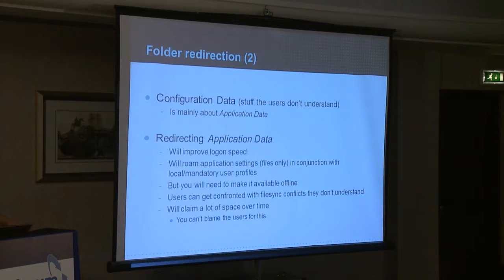So then we have configuration data, and that's stuff the users don't understand. I mean, those are the INI files, in AppV the PKG files, and so on. All the files that the user doesn't really directly interface with. The nice thing about this is if you redirect application data, the logon speed will improve even further, because again, lots of files don't need to be copied anymore. So if you do a good job on folder redirection, there's not a lot of things being roamed back and forth anymore. Only your registry hive as a user will be copied back and forth, and that's not that big. That's up to a couple of megabytes.